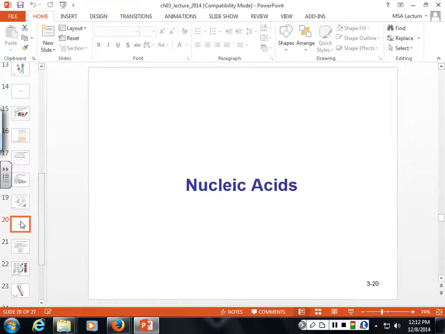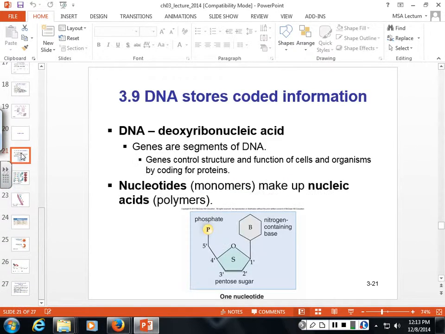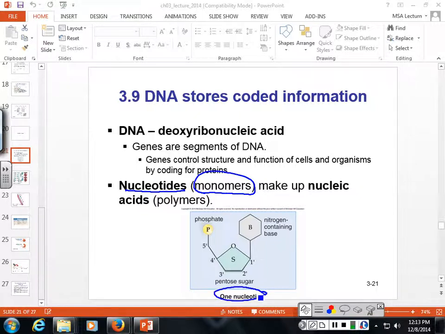All right, so we're on the last category, which is a nucleic acid. Remember we talked about monomers? The monomer of a nucleic acid is something called a nucleotide. So I put one nucleotide up so you could see. It's a sugar, a base, and a phosphate. That's one nucleotide. Now if I take a bunch of these nucleotides and put them together, I end up with a nucleic acid. We call this deoxyribonucleic acid.